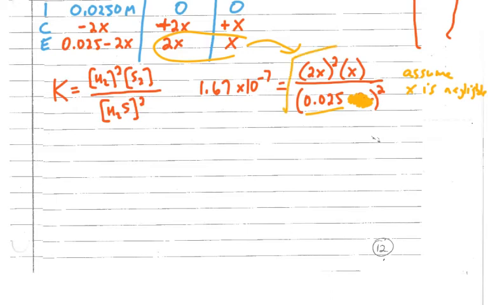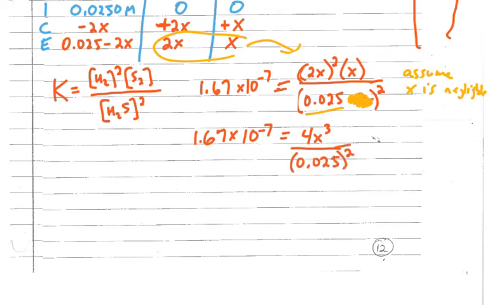So we've got square root of both sides. Oh wait, no, I don't want to do that yet. Okay, so next I'm just going to simplify this. So I've got 1.67 times 10 to the negative 7th equals 4x cubed, because I've got x squared times x, so I've got x cubed, and 2 squared is 4, so I've got 4x to the third over 0.025 squared. Now I'm going to multiply both sides by 0.025 squared. Cancel out over here.